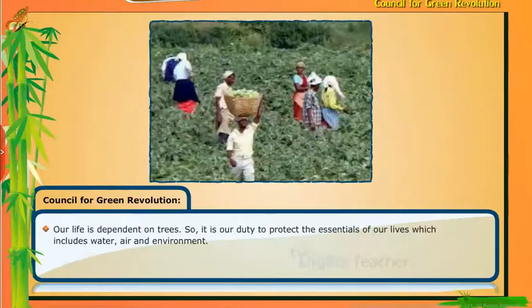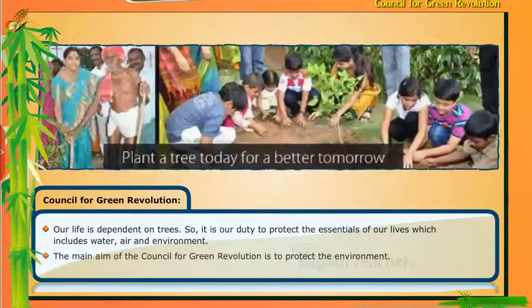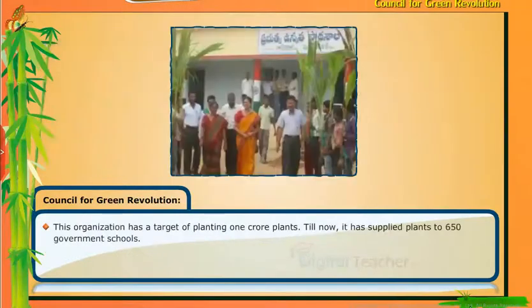Our life is dependent on trees, so it is our duty to protect the essentials of our lives, which include water, air and environment. The main aim of the Council for Green Revolution is to protect the environment. This organization has a target of planting 1 crore plants.